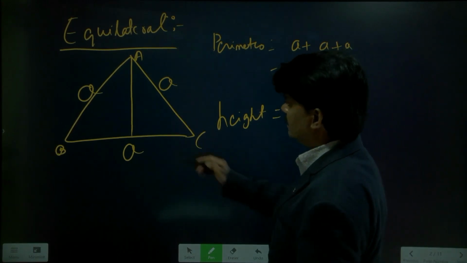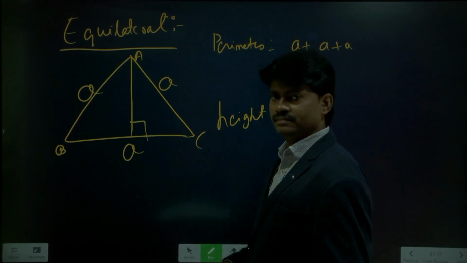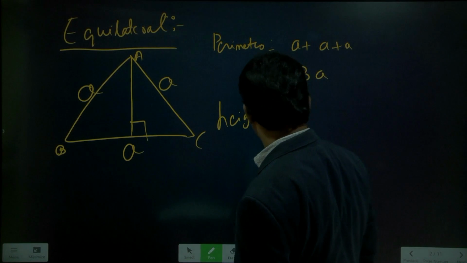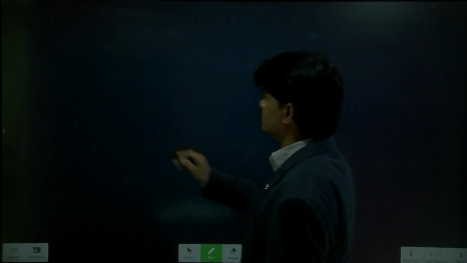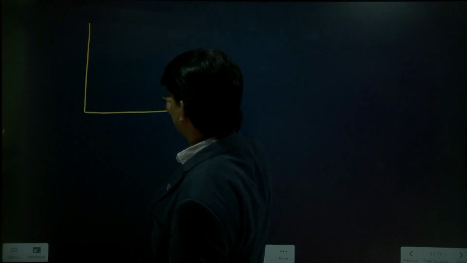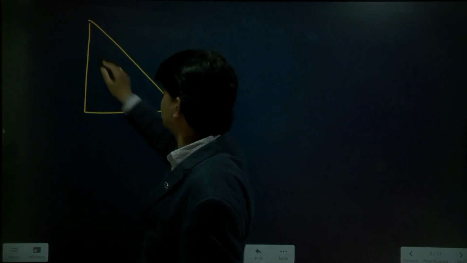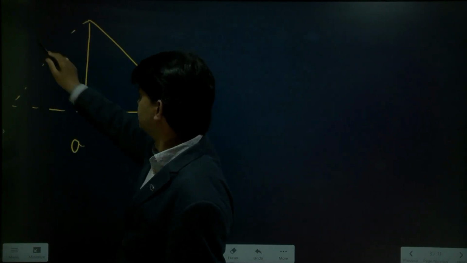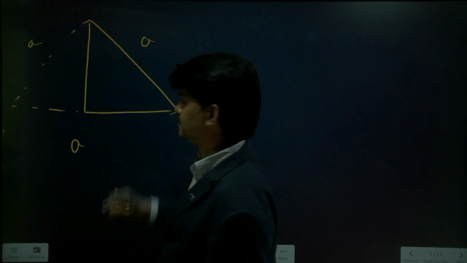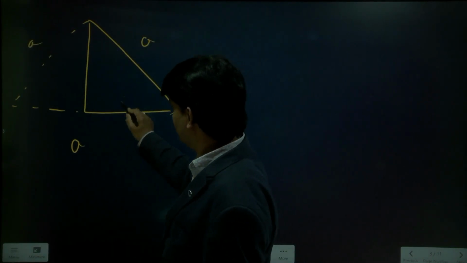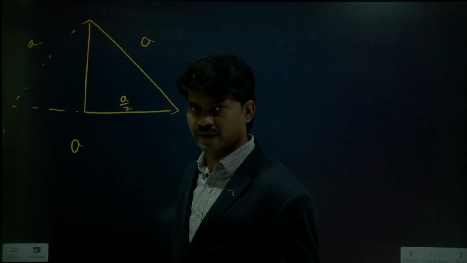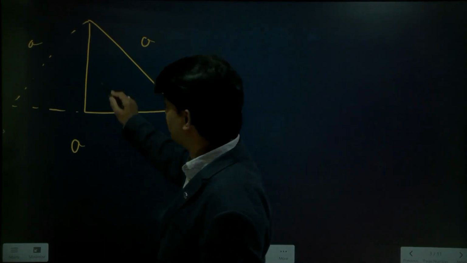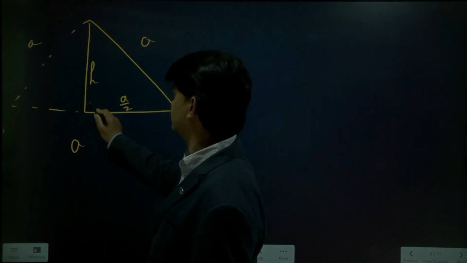So here we do have a right angle triangle. Just separate this right angle triangle; I will draw it on another page. Now I am taking that right angle triangle. This is A, this is A, and this is A. This total is A, and this becomes A by 2. Now I want to find this value H.